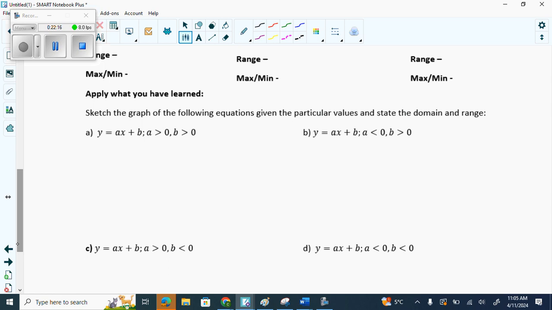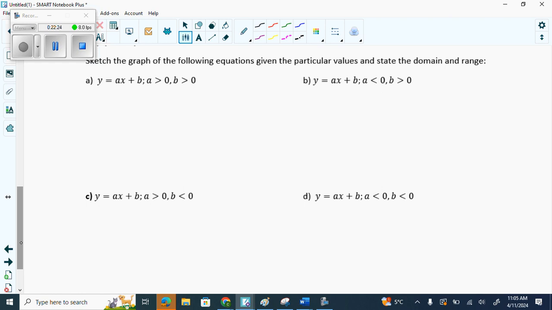Okay, we're at the bottom of the next page. So if you see here, A, B, C, and D are all what type of equations? They're linear, or degree 1, right? So we're all going to have straight lines here.